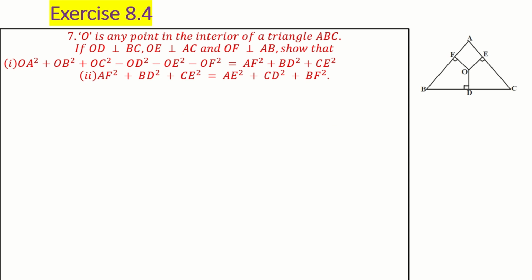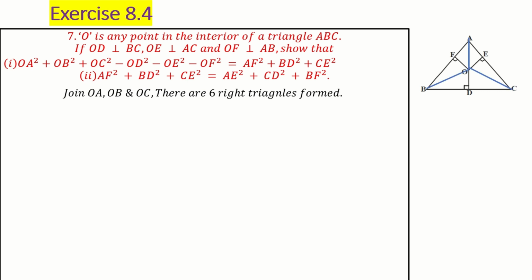Next. O is any point in the interior of a triangle ABC. OD is perpendicular to BC, OE is perpendicular to AC, OF is perpendicular to AB. Now you have to prove all those things. This is very easy. There are several right angle triangles formed. So you cut it like this. You have 6 pairs of right angle triangles, right? So it's very easy to get whatever value you want.